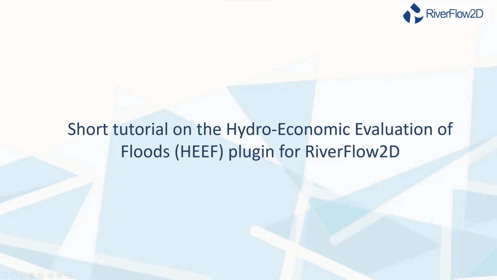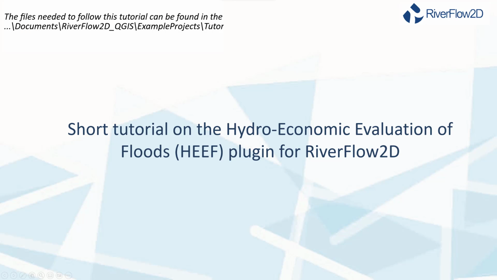The objective of this tutorial is to illustrate the capabilities of the RiverFlow2D's Hydroeconomic Evaluation of Floods plugin, or HEEF for short, in the QGIS interface, as well as its use through the implementation of a practical exercise. The tutorial will start from a RiverFlow2D project that has already been implemented. We will demonstrate how to obtain a map that shows the costs for damage to buildings in the lower part of the basin due to a river flood.